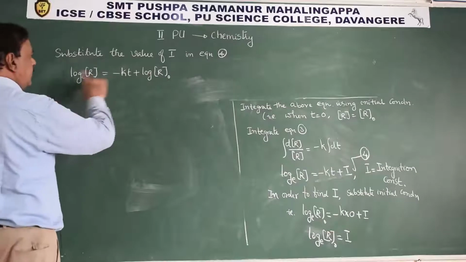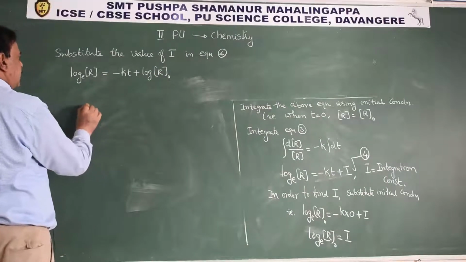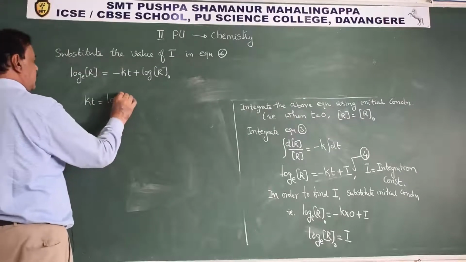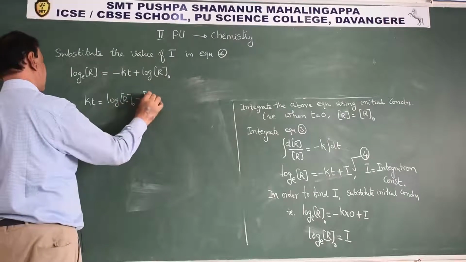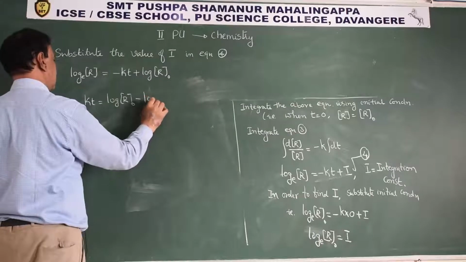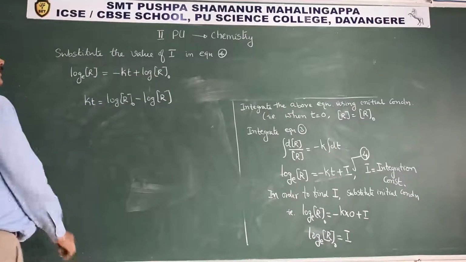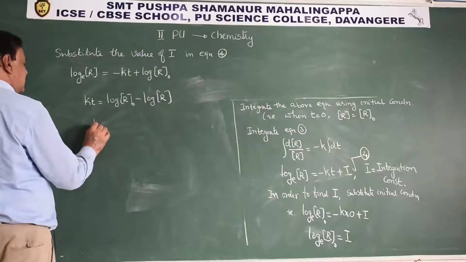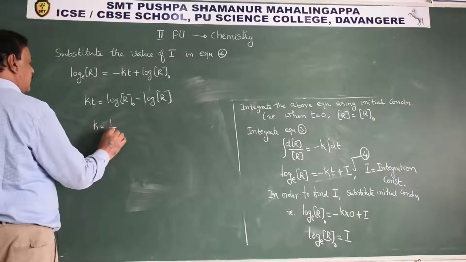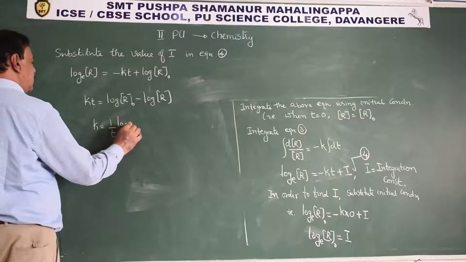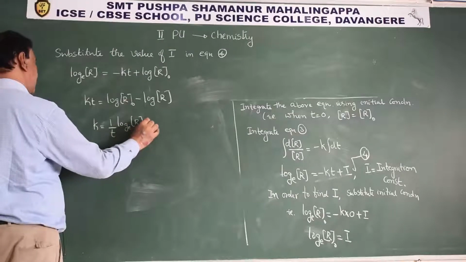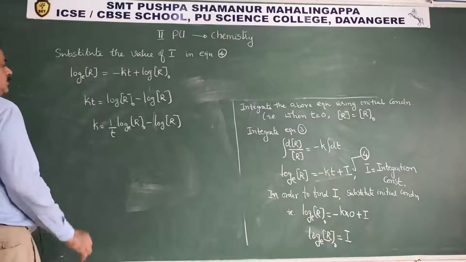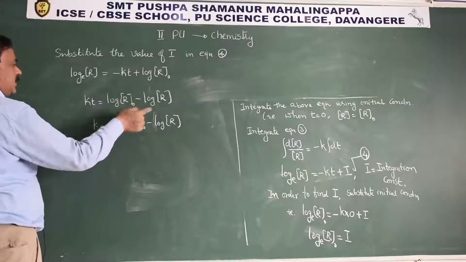Then multiply by minus on both sides. Therefore, what will be kt? kt is equal to log R naught minus log R, or k is equal to 1 by t log base e R naught minus log R. Now this is in the form of log m minus log n, that is log m by n.